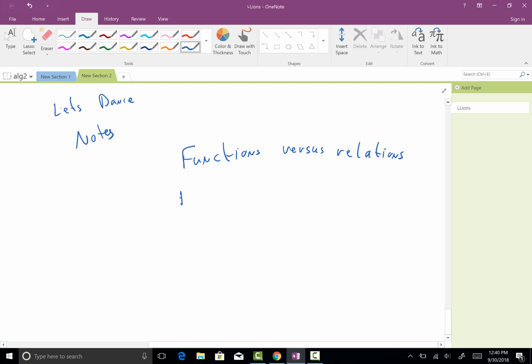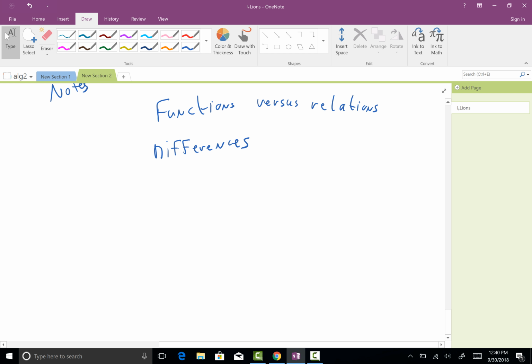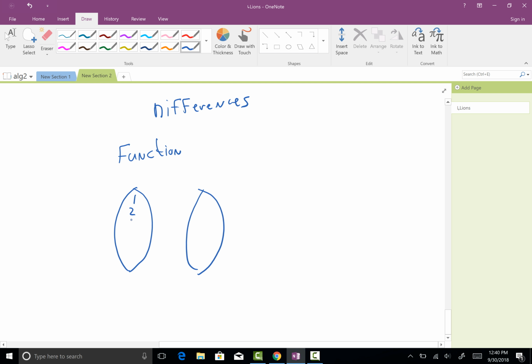Okay, what are their differences? How are they alike? That kind of thing. So, first of all, what we said was that a function looks like this, right? So correspondence. Like this. Okay. This is the domain, or our input. This is the range, our output.